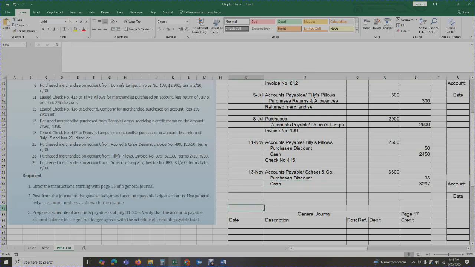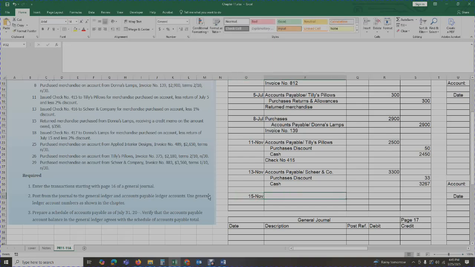Let me insert another one. I need one more line item here. Okay. So we have one more entry that needs to be recorded on page 16 of the journal. That is November the 15th.